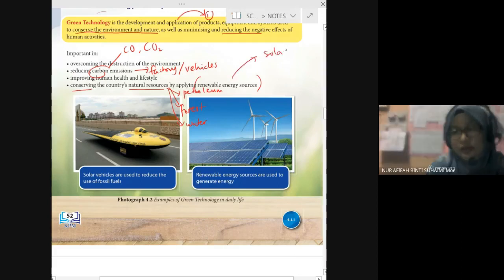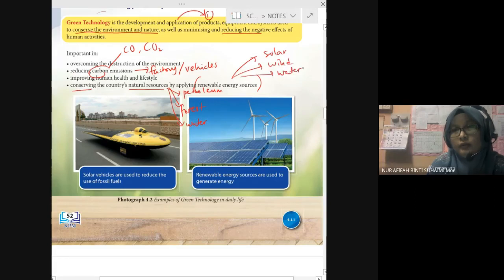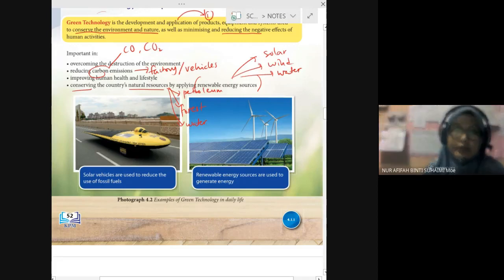Solar, from the sunlight. Okay, what else? Solar, wind. Okay, water also. Renewable energy sources. Okay, green technology is important to overcome destruction, reduce carbon emission, improve human lifestyle, and conserve the natural resources.